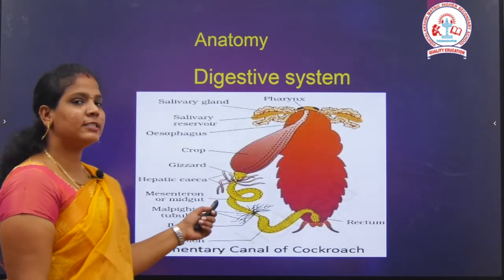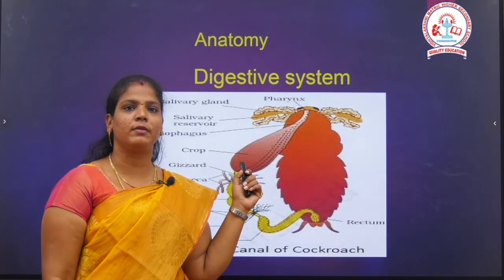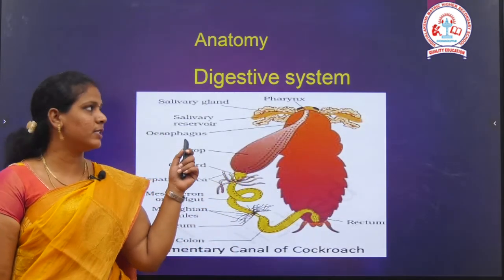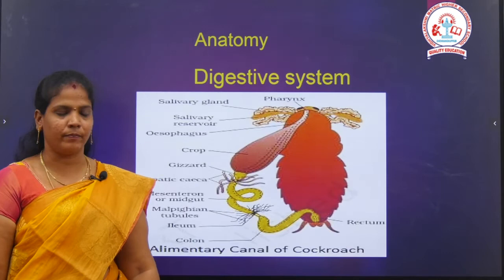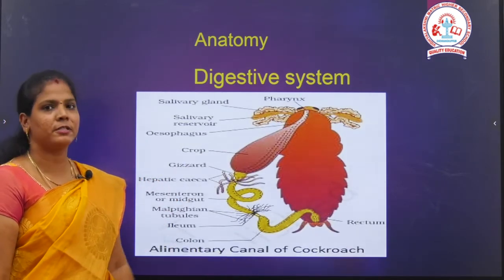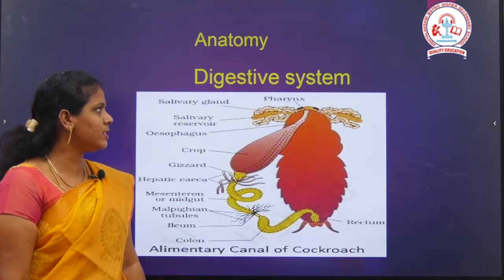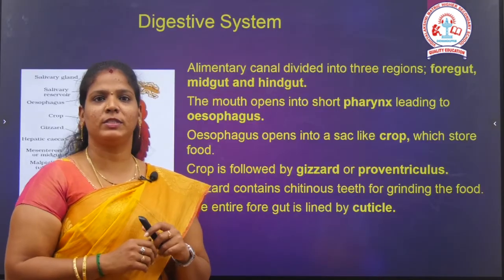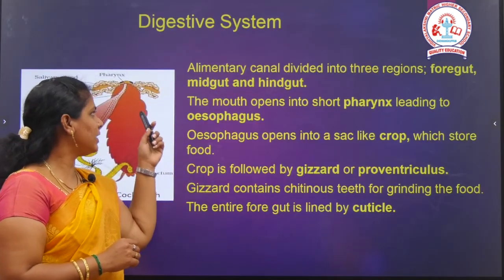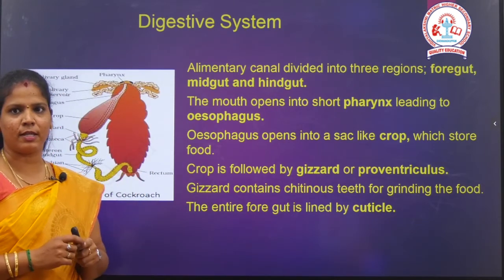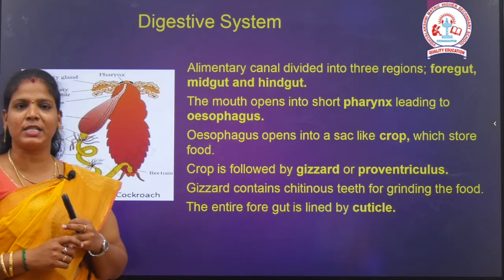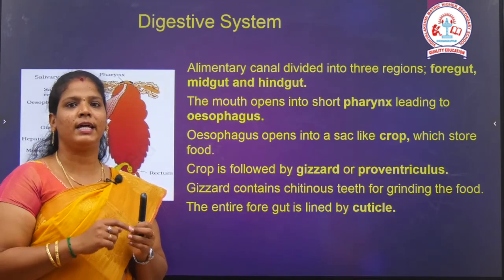Let us discuss the anatomy, that is, the internal structure of the cockroach. Let us discuss first the digestive system. The picture represents the digestive system of the cockroach. The digestive system consists of the alimentary canal. The alimentary canal of the cockroach is divided into 3 parts: foregut, midgut and hindgut.